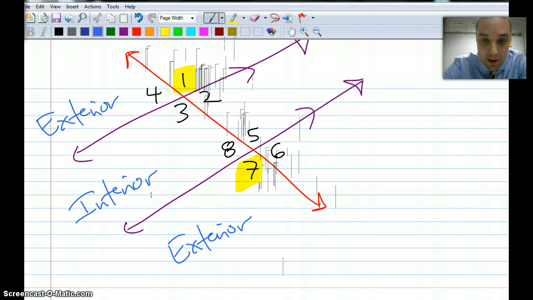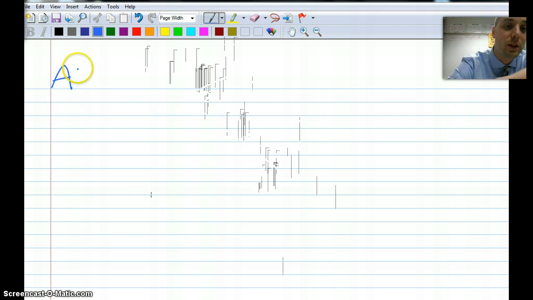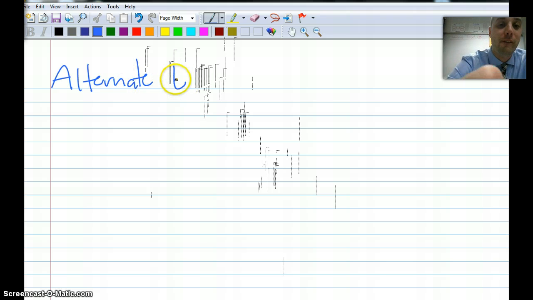So I want you to go, and I'll come back to this picture quite a bit, but your first word is alternate exterior angles.